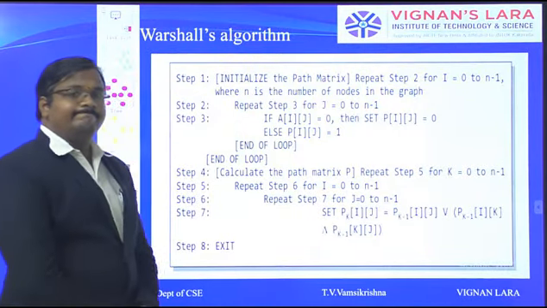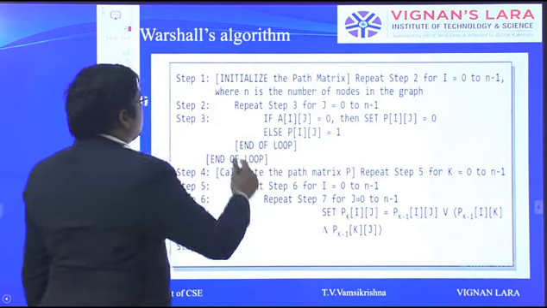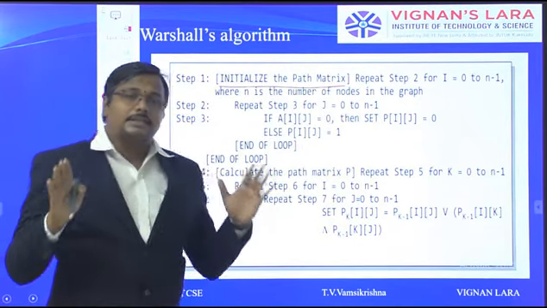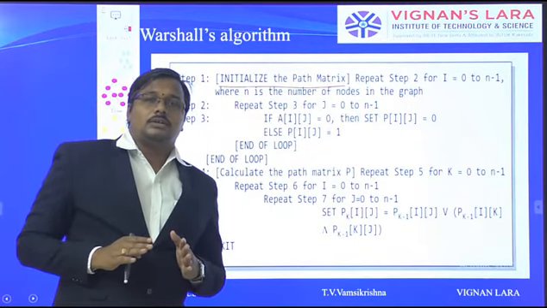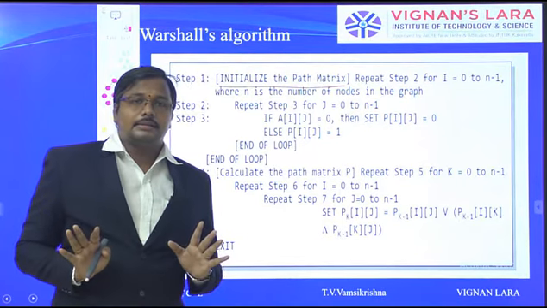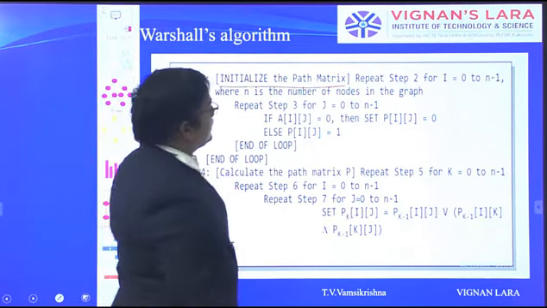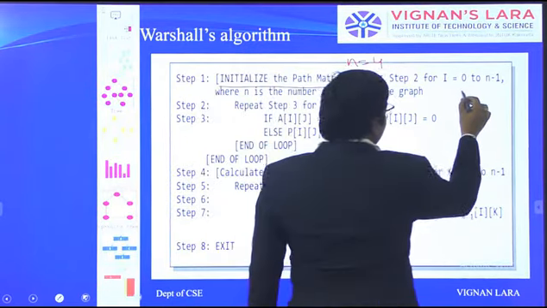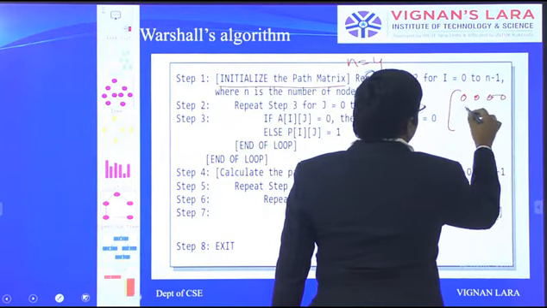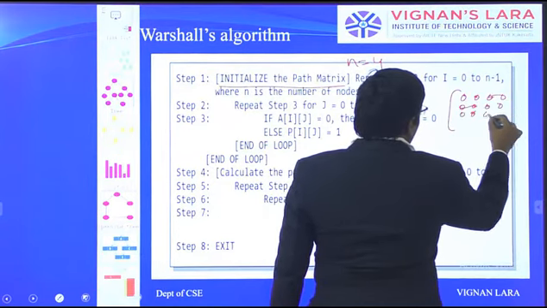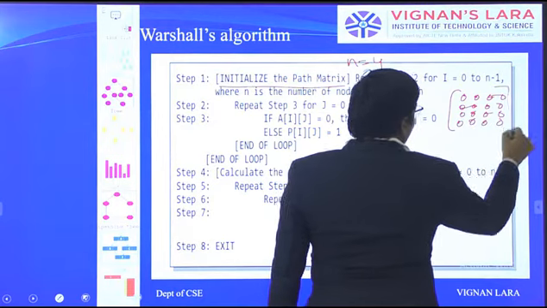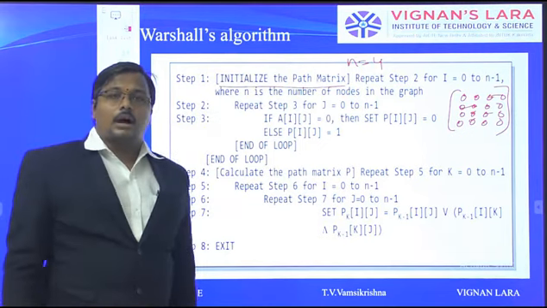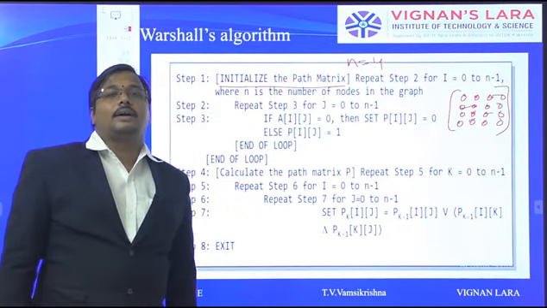Warshall's algorithm. What is Warshall's algorithm? So initialize the path matrix first. Initializing the path matrix is nothing but initially we are setting all the values to 0. Say suppose the number of vertices given is 4. Means that we are preparing a path matrix like this, 4 by 4, as 4 vertices are there. It's a 4 by 4 matrix, and the whole matrix consists of 0 values only.